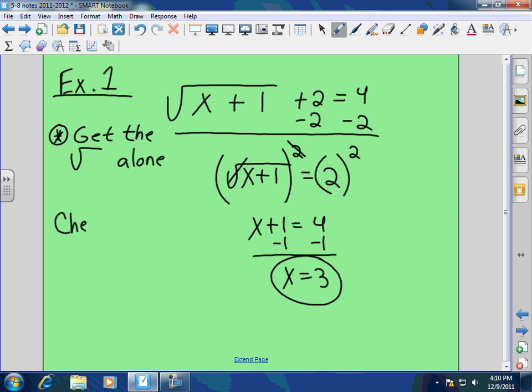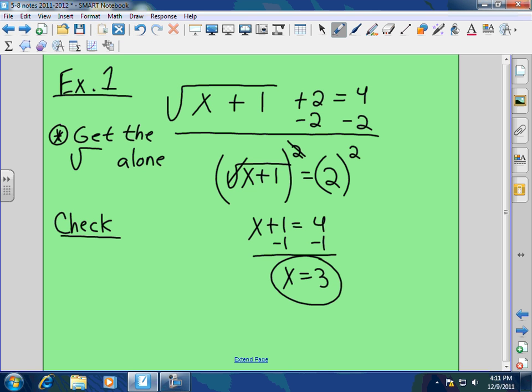Now, since we're dealing with radicals, I know it's a pain, but we have to check the answer. And we got to make sure that answer is valid and that it is real, unless they're looking for imaginary or complex number answers, solutions. If we're looking for real solutions, though, we need to check. If we're looking for complex numbers, we don't have to check so much.